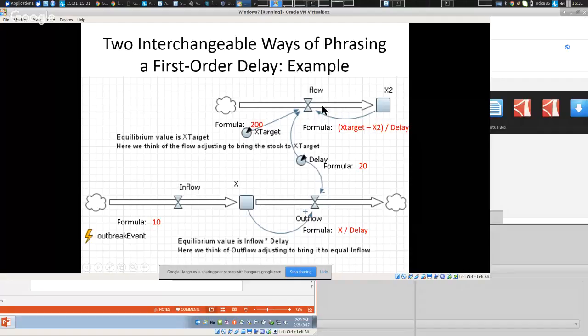Up here, the flow will go to what? When this stock equals 200, what would this flow be? 0. It'll be 0. It'll be in balance. This flow is just the sum of outflow and inflow down here. That's all it is. These are two ways to frame a first order delay.